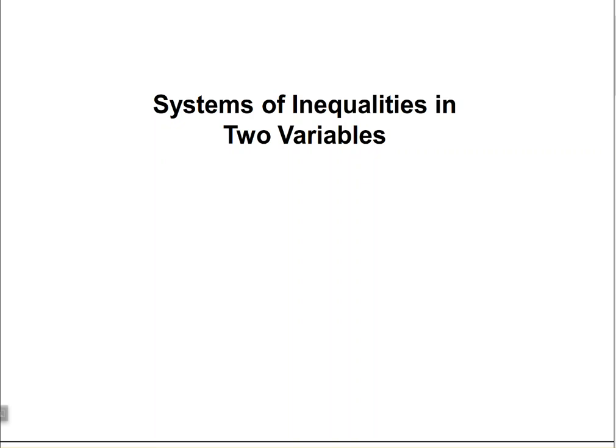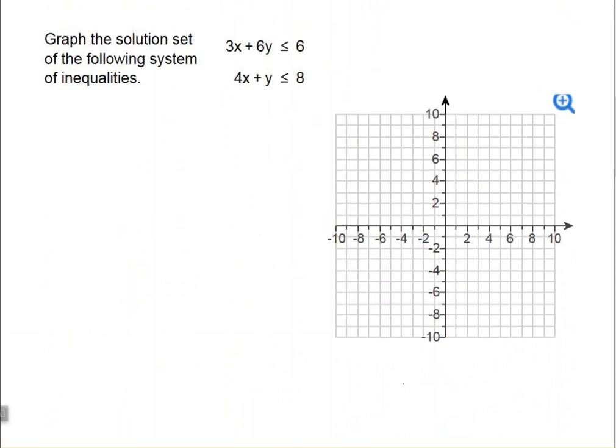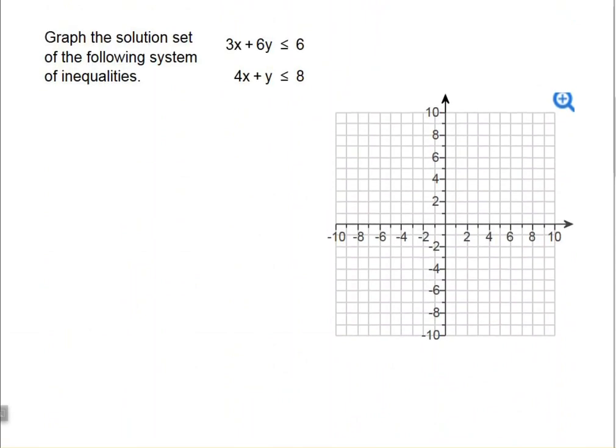This is Arthur Morris. In this video we are going to look at systems of inequalities in two variables. To graph a system of inequalities in two variables, you will graph these as if they were regular equations first to find your points. That's how you find your points.